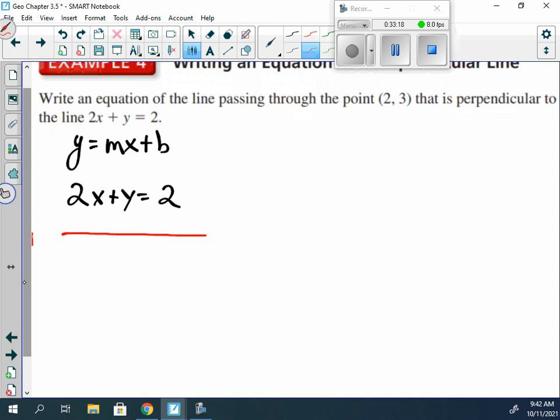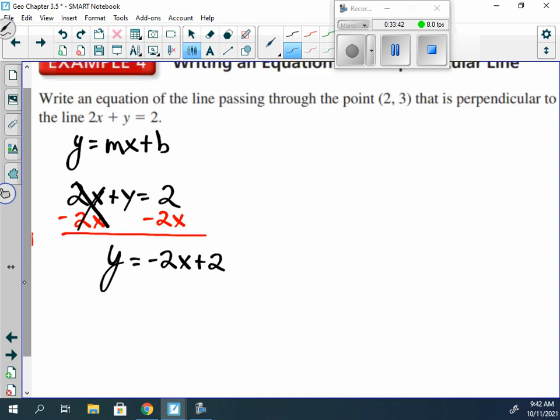Minus 2x, because we need the y by itself. So we can subtract 2x from both sides. Since 2x minus 2x would be 0, leaving us with just y equals negative 2x plus 2. Now it's good because the y is by itself, yes? And the y value is positive.